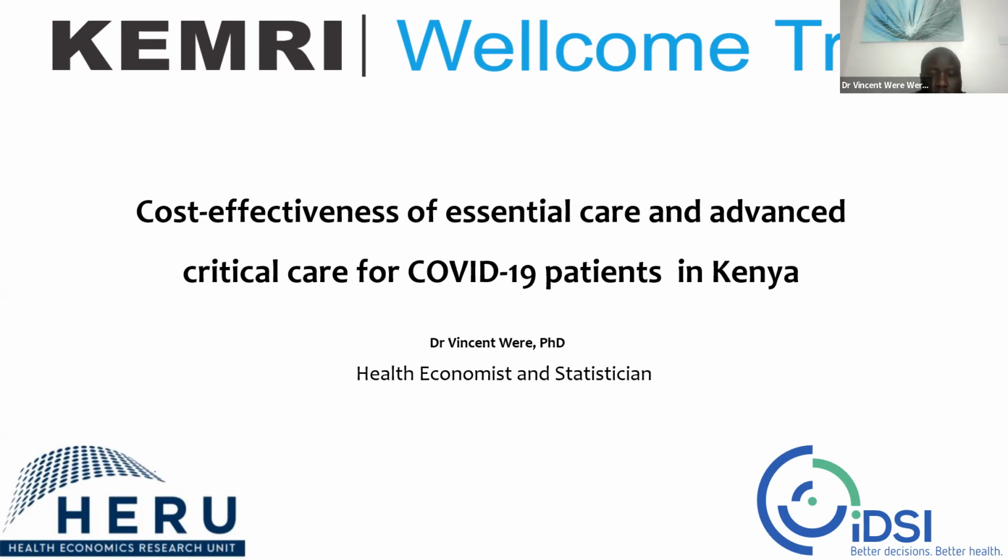One of them was that a majority of the patients who had severe COVID needed to be taken care of in the general wards. And then there was a small percentage of patients who needed to be admitted to the ICU, intensive care unit. As you know, ICU care is very expensive, but only a small number of patients go to the ICU. However, essential care is the care that was provided in the general wards.